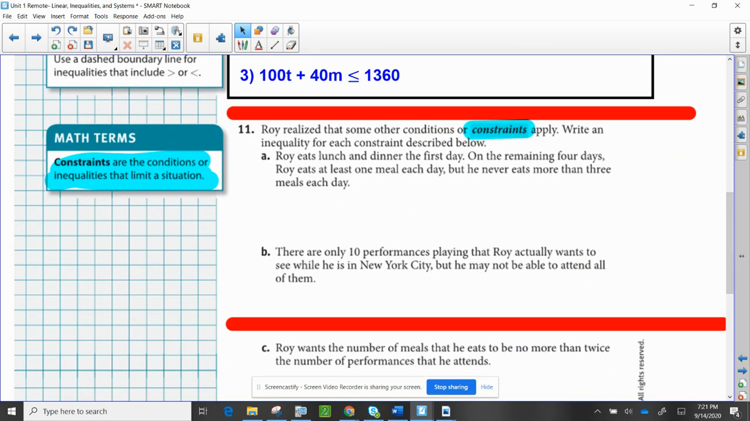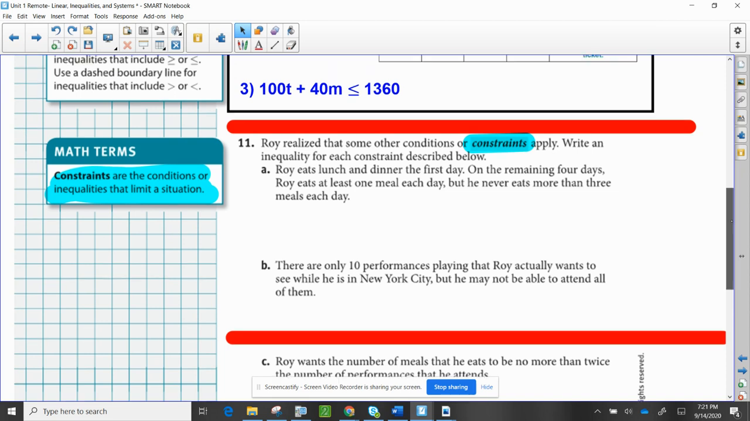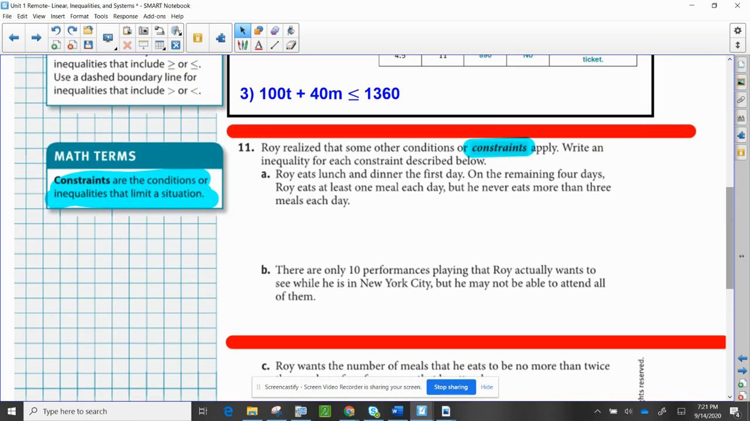So if we're picking up where we left off with number 11, it says Roy realized that some other conditions or constraints apply. Okay. Constraints just means that there are conditions or inequalities that limit a situation. So he has some other conditions that he has to take into account about how he spends his prize money. So on A, it says Roy eats lunch and dinner on the first day. On the remaining 4 days, he eats at least one meal each day, but never eats more than 3 meals each day. So that's kind of wordy.